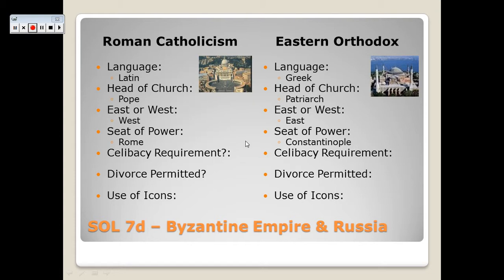And celibacy, what that means is whether the priests can marry or have families. In the Catholic Church, priests are not allowed to marry or have children. They have to remain celibate. In the Eastern Orthodox Church, they're not required to be celibate. Divorce is not permitted by the Catholic Church, and divorce is permitted in the Eastern Orthodox Church. The Catholic Church allows the use of icons for devotional purposes only, in the Eastern Orthodox for decorative purposes. Easiest way to remember it, guys, is it's the Church of No and the Church of Go, G-O for Greek Orthodox.